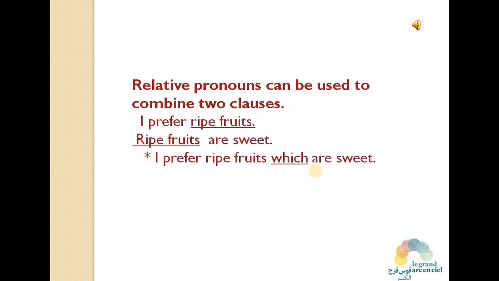Relative pronouns can be used to combine two clauses. I prefer ripe fruits. Ripe fruits are sweet. So these two clauses have in common ripe fruits. We can replace ripe fruits in the second clause with the relative pronoun which, and say, I prefer ripe fruits which are sweet.